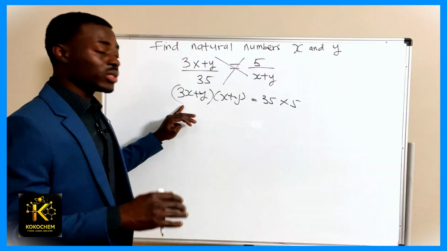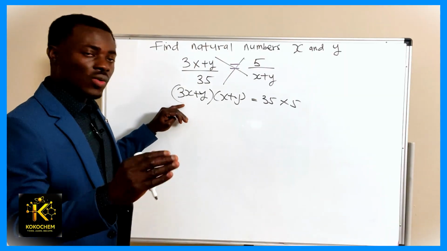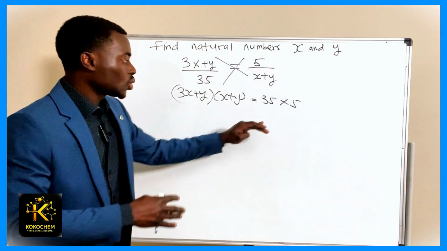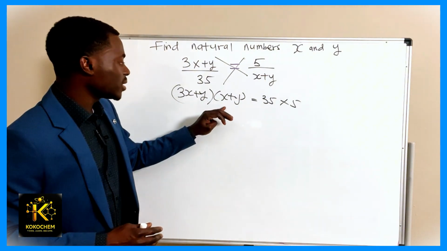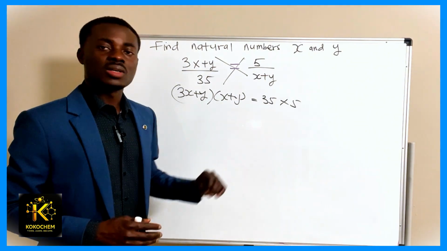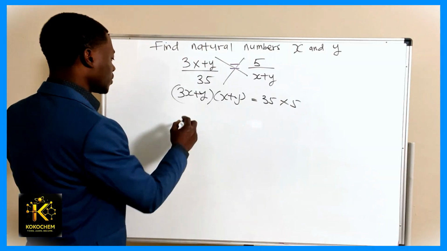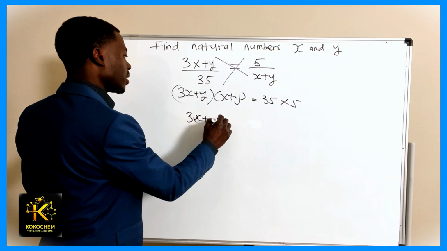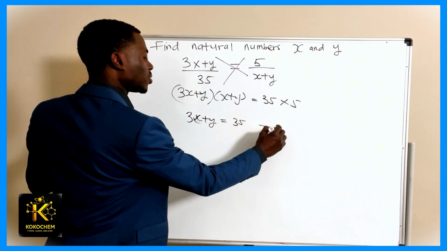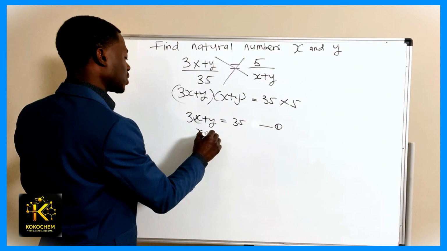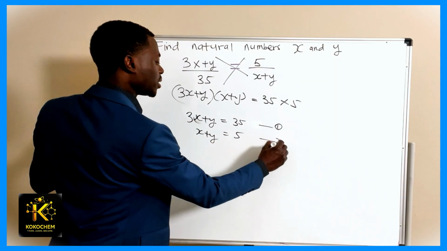Good. So the trick here is to equate the bigger expression to the bigger number and equate the smaller expression to the smaller number. So you're going to have two equations. 3x + y = 35, equation 1. x + y = 5, equation 2.